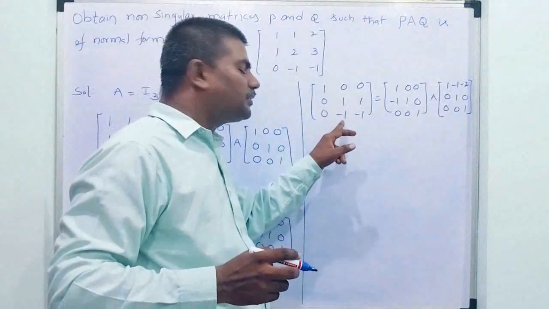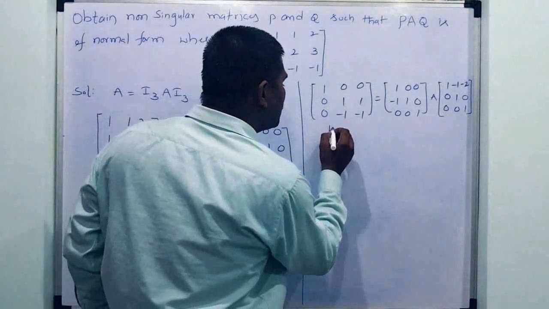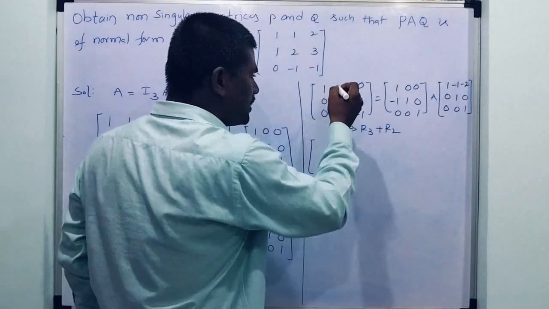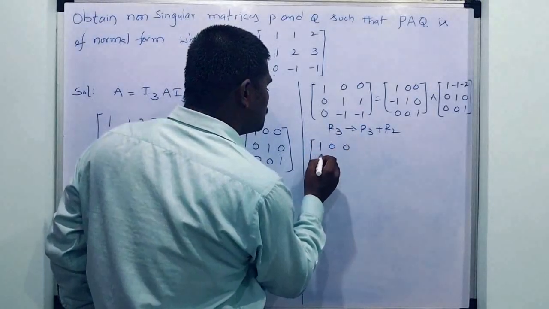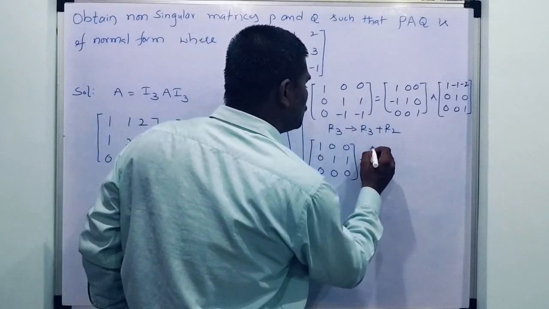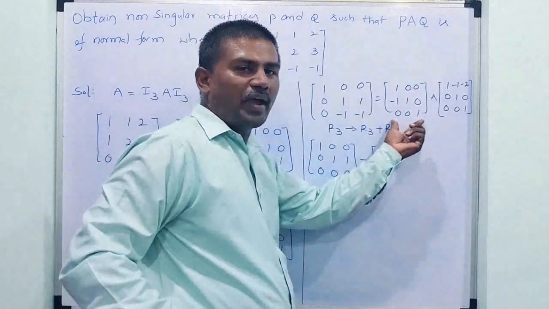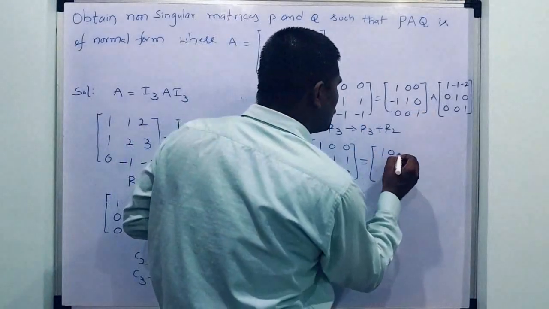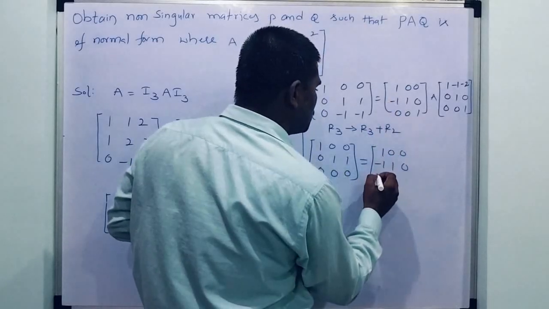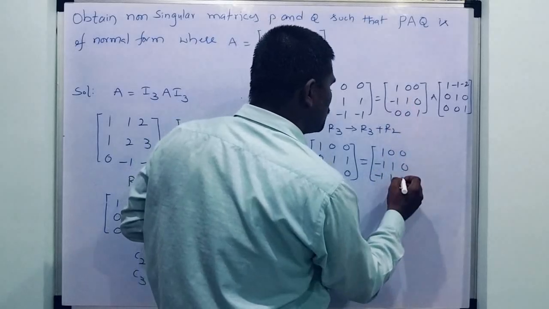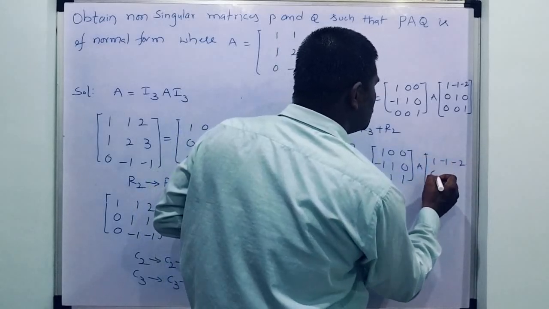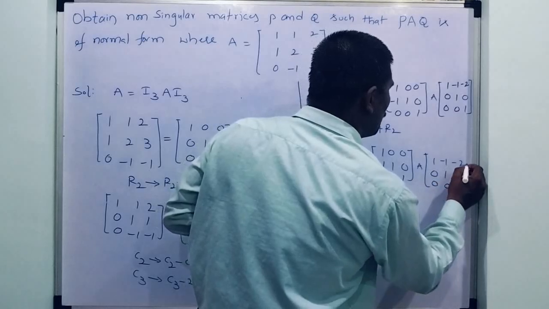Use this element and make this one 0. That means R3 tends to R3 plus R2. Then no change in the first two rows, 1 0 0, 0 1 1, 0 minus 1 plus 1, 0 minus 1 plus 1, 0. The same row operation should be applied on the prefactor. That means no change in the first two rows, 1 0 0, minus 1 1 0, R3 plus R2: 0 minus 1, minus 1, 0 plus 1, 1, 1 plus 0, 1, and no change in the post factor. It's 1 minus 1 minus 2, 0 1 0, 0 0 1.